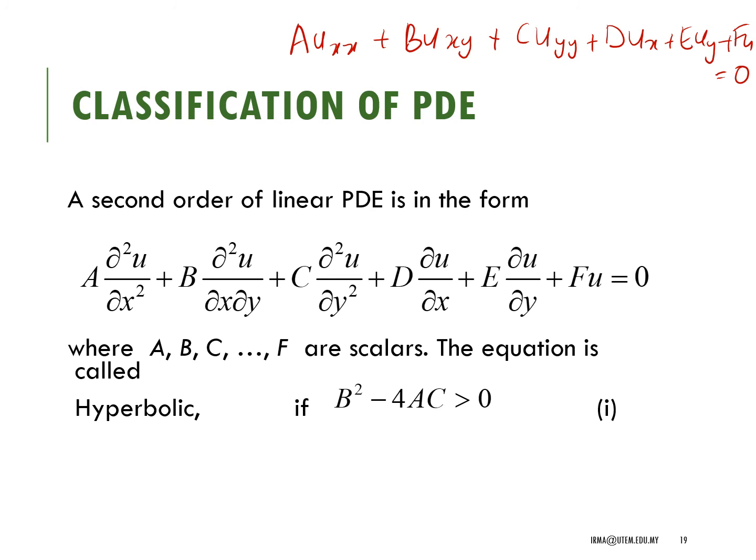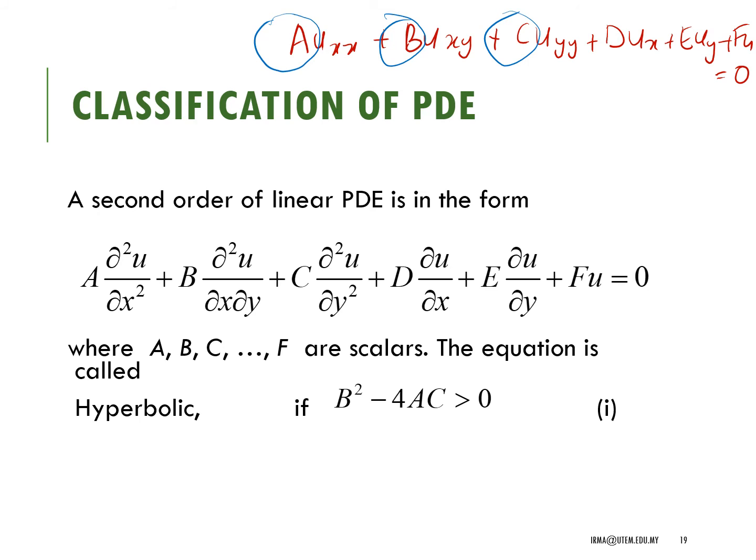So we call the equation hyperbolic if b squared minus 4ac is greater than 0. If you have a positive value of b squared minus 4ac, the equation is called hyperbolic. Where to get the A, B, C there? It's from the general or standard form of a second order linear PDE. A is the coefficient for uxx, B the coefficient for uxy, and C is the coefficient for uyy.